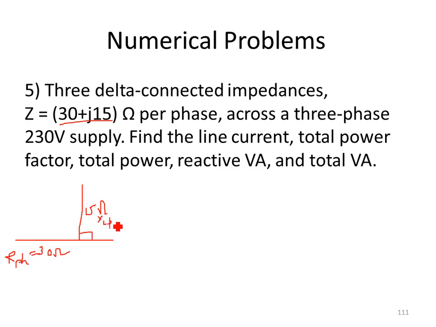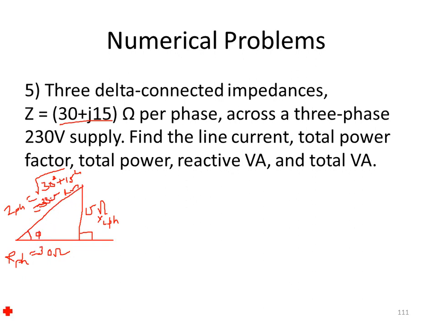This is basically an RL series circuit. R phase is 30 ohm and XL phase is 15 ohm. Now, if you take the vector sum, you will get Z phase. What is Z phase? Z phase is root of 30 square plus 15 square. That gives 33.54 ohm.